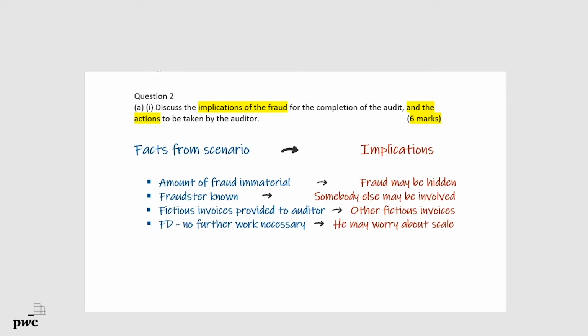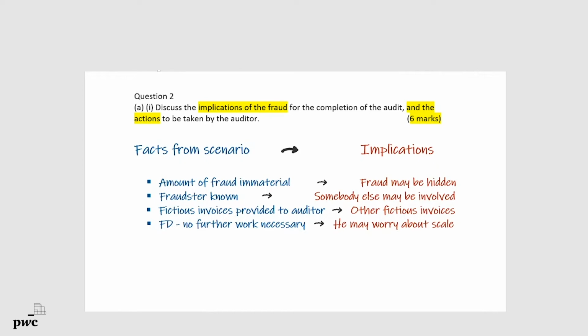First of all, I list the facts which are important from the scenario. And then for each of the facts, I assess implications. The most important thing in this scenario is the fact that the client insists the amount of the fraud was immaterial and that all the fictitious invoices were provided to the auditor.